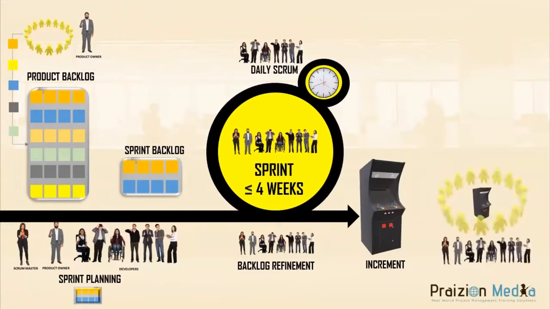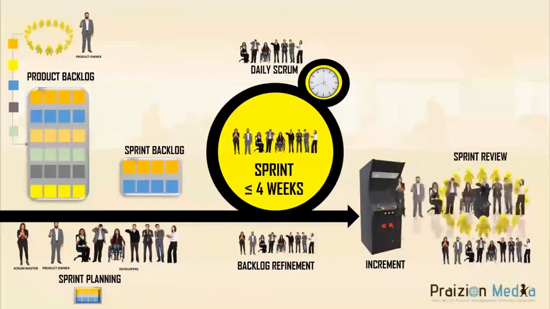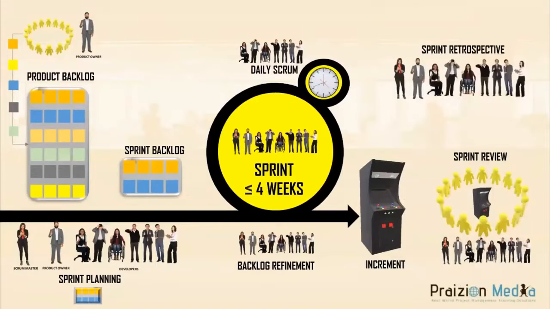The next event that happens is known as a sprint review. This is where the customers, the stakeholders give us feedback as far as what we have created. From this great feedback, we know what to do in subsequent sprints. The next event is a sprint retrospective.